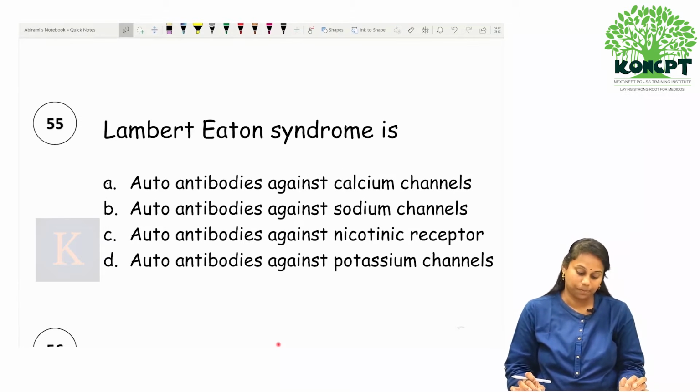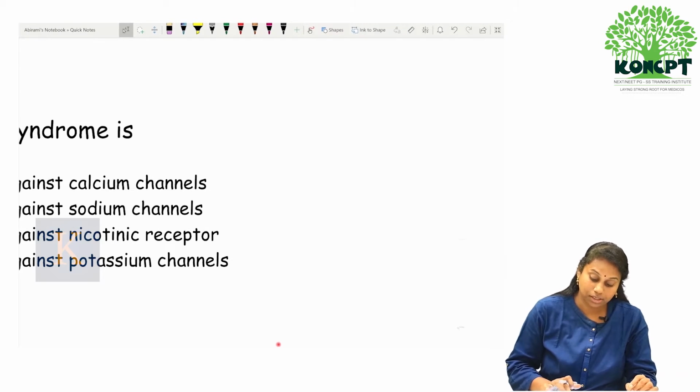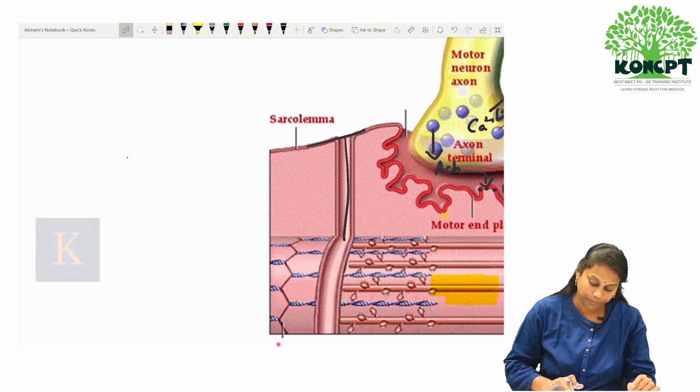Lambert-Eaton syndrome is. So, let us learn about the disorders of neuromuscular junction.